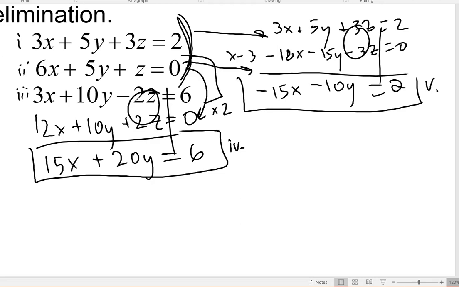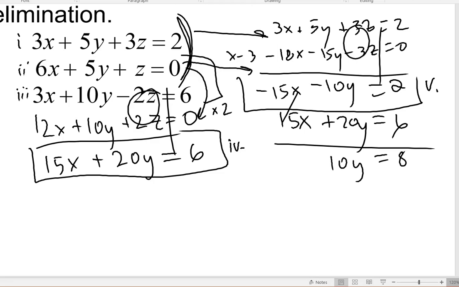I actually like these two equations quite a bit because the x's tend to be set up to already cancel, so that's nice. I'm going to just bring this over. The x's cancel, leaving me with 10y is equal to 8, so that y is equal to, not 8/10, how about 4/5.